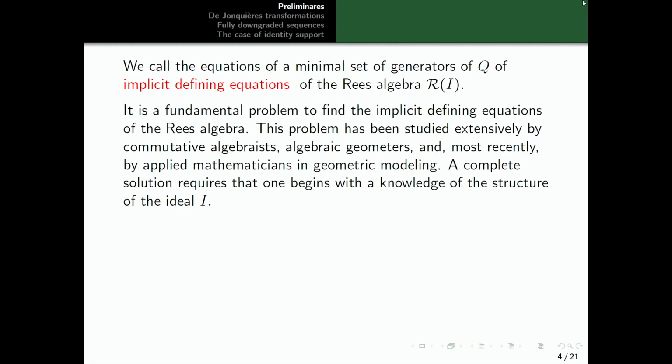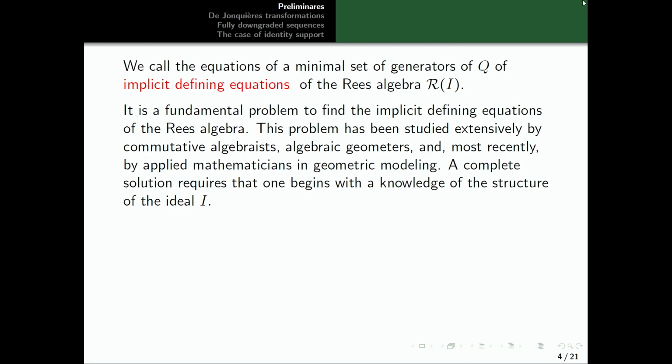It's a fundamental problem to find the implicit defining equations of the Rees algebra. This problem has been studied extensively by commutative algebraists, algebraic geometers, and more recently by applied mathematicians in geometric modeling. A complete solution requires that one begins with knowledge of the structure of the ideal I.